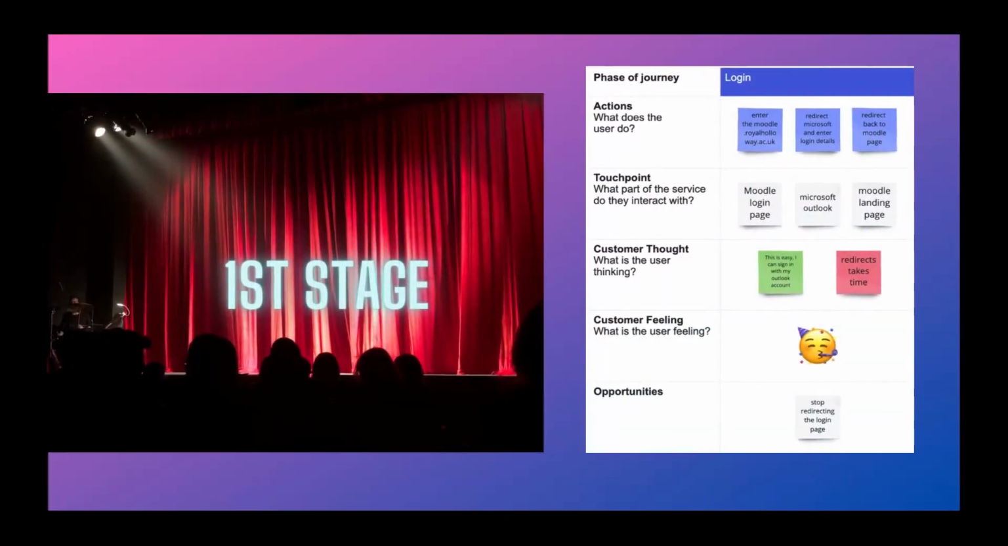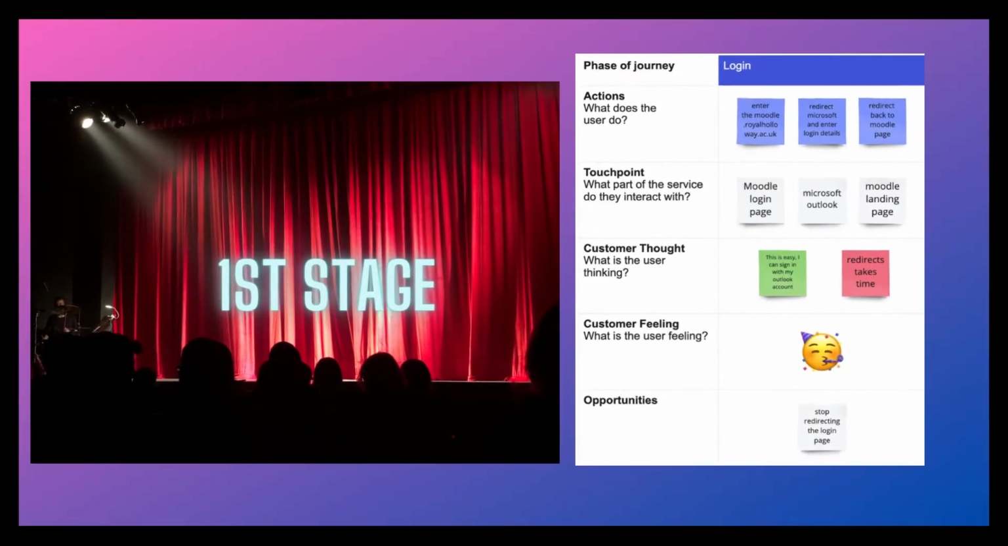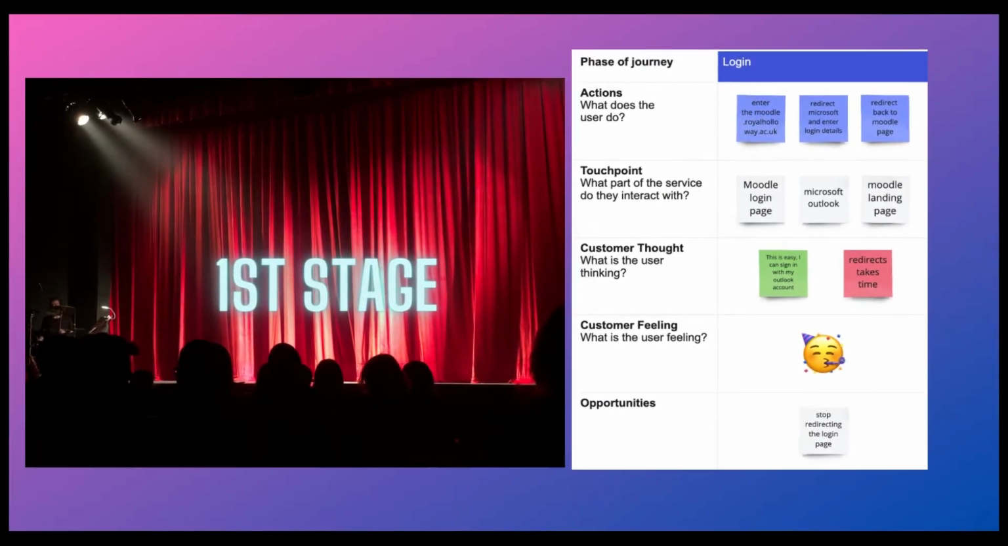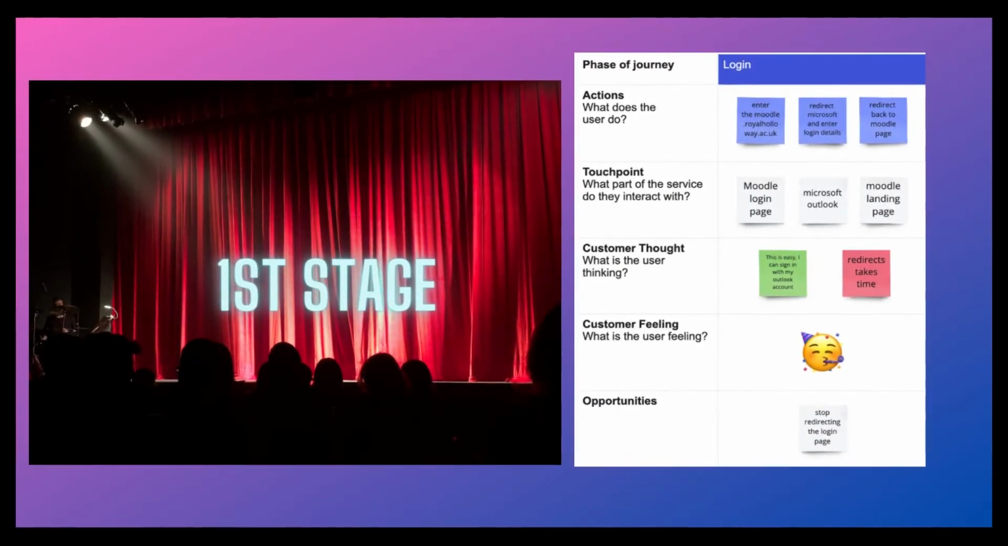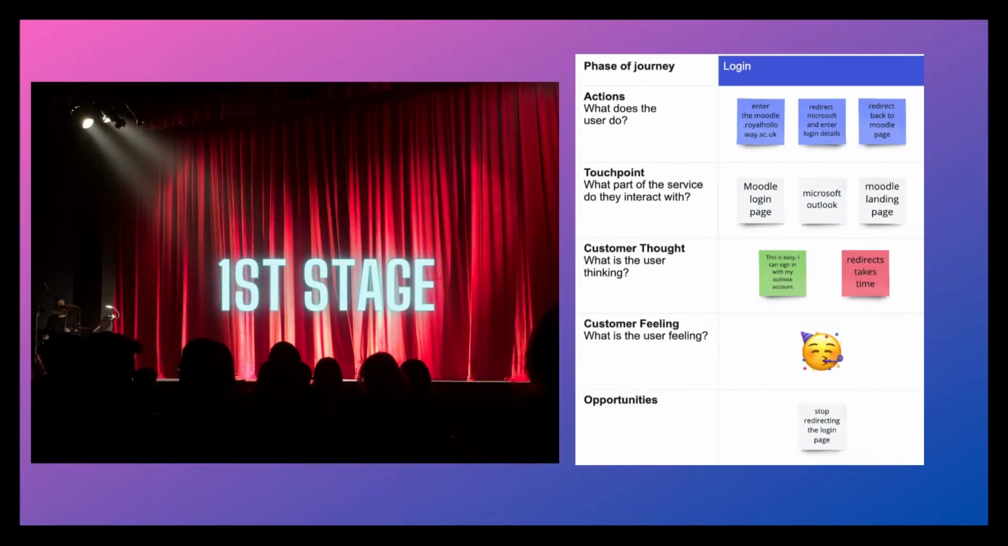As it's shown on our journey map, we have 5 sections: actions, touchpoints, thoughts, feelings, and opportunities. The first stage is the login stage. It starts with the user's login to Moodle. While the user enters login details, the page redirects to Microsoft Outlook, then back to the Moodle homepage. Here, touchpoints are Moodle login page, Microsoft Outlook, and Moodle homepage.